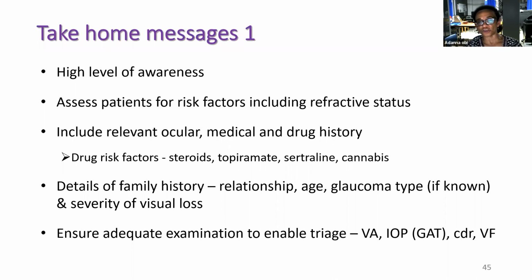Do document how severe the visual loss is, and that might help you understand why the patient is so worried. So if your parent went blind at the age of 50, you're going to be a whole heap more worried than you would if your parent went blind at 90, okay? And it tells you that they've got a risk of a more aggressive form of glaucoma.